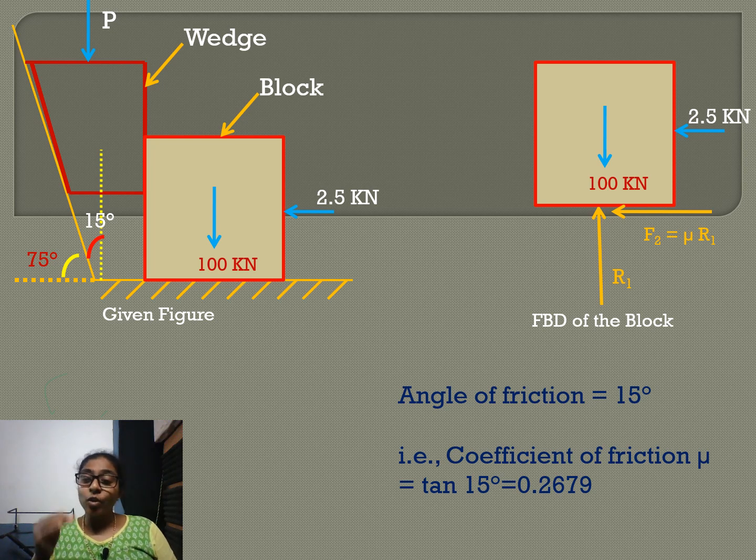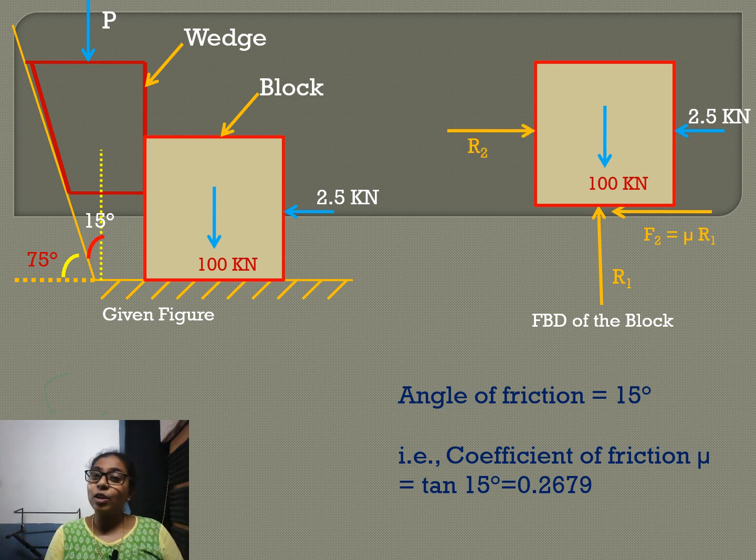When you are moving the wedge downwards, your block will tend to move towards the right, so our frictional force acts in the opposite direction. The frictional force acts towards the left.